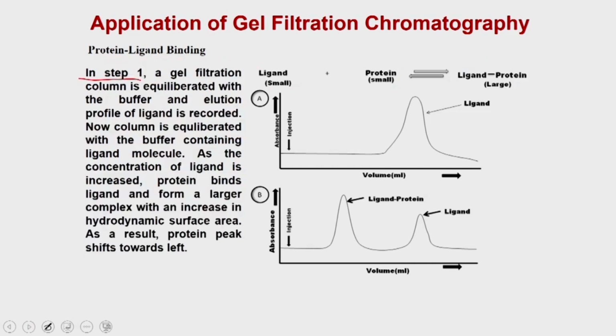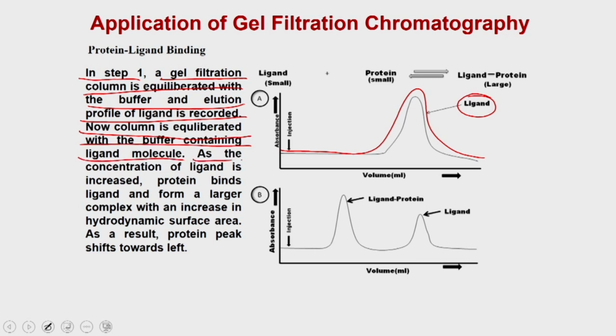So, in step 1, a gel filtration column is equilibrated with the buffer and the elution profile of the ligand is recorded. So, in the first step you equilibrate the column and then you study the elution of the ligand only. Then the column is equilibrated with buffer containing the ligand molecules, and you can use different concentrations of the ligand. As the concentration of the ligand is increased, the protein binds to these ligands and starts forming complexes of different sizes, with an increase in hydrodynamic surface area. As a result, the protein peaks shift towards the left.